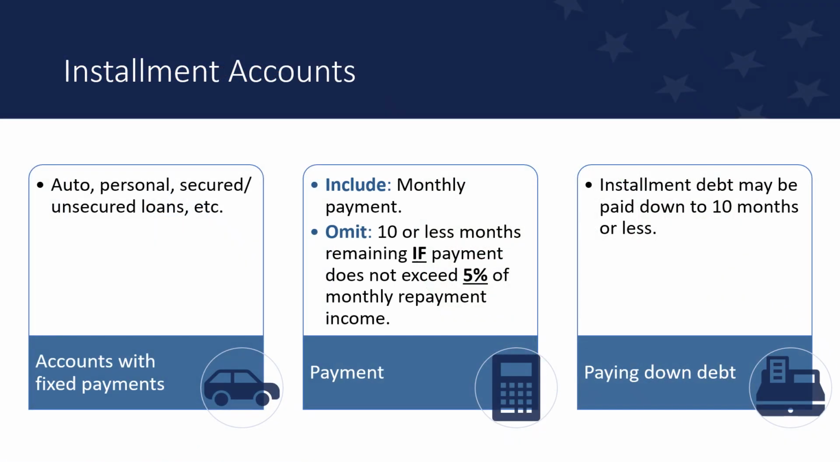For accounts with fixed payments such as auto, personal, secured, or unsecured loans, include the monthly payment. If there are 10 or fewer months remaining, the monthly debt may be omitted as long as it is less than 5% of the monthly repayment income. The remaining debt for installment debt can be paid down and reduced to 10 months or less. It's important to remember that regardless of an account's balance, if it is being omitted, you must verify that it doesn't exceed 5% of the applicant's repayment income.